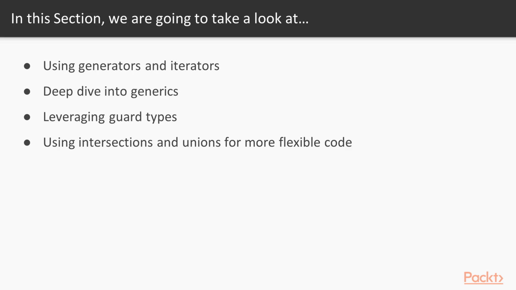Next, we will do a deep dive into generics. In one of the previous videos, we saw how generics work, but this time we'll try to implement something that has a business value using generics. Next, we will see what the mapped types are and when we can use them. At the end, we'll be using intersections and unions for creating more flexible code.